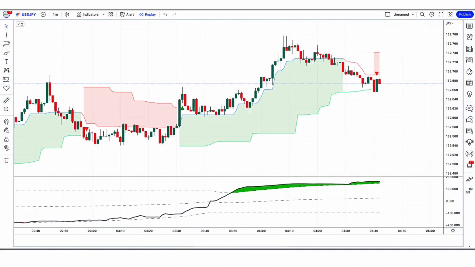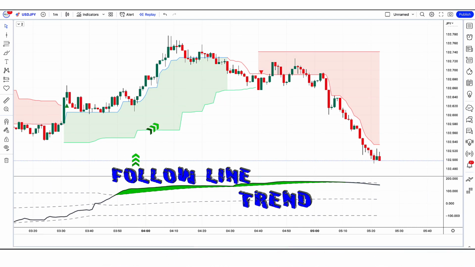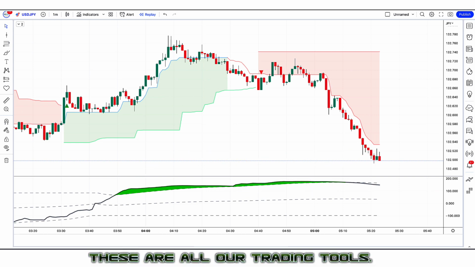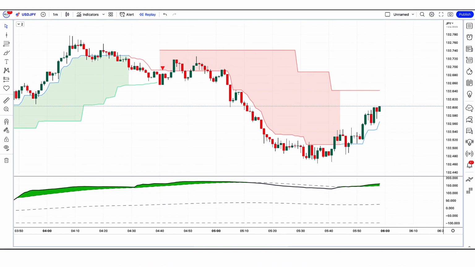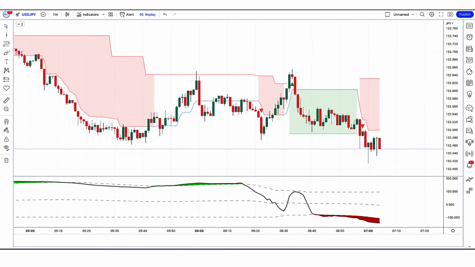Let's get started. First of all, let us know about trading tools. The up and down trend signals indicator we see in the chart is called the follow line trend indicator. And the indicator at the bottom, we call it the trend trigger factor indicator, which shows the oversold and overbought of the market. These are all our trading tools. Further, we will explain the trading setup. Let's see how we use these trading tools. Let's start.